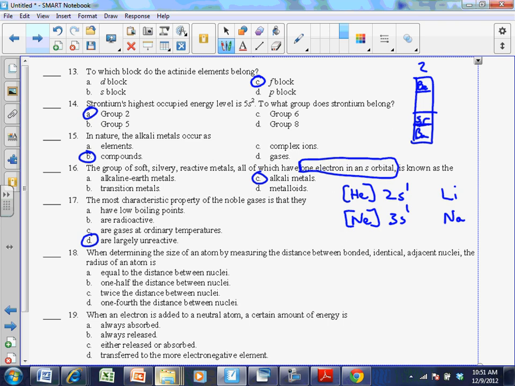When determining the size of an atom by measuring the distance between bonded, identical, adjacent nuclei, the radius of an atom is, we defined it as 1/2 the distance between two nuclei. So we defined atomic radius as, here's an atom, here is another atom, here's the nucleus to one atom, here's the nucleus to another atom. And we said that half the distance, like from here to here, would be the atomic radius. Okay? All right.